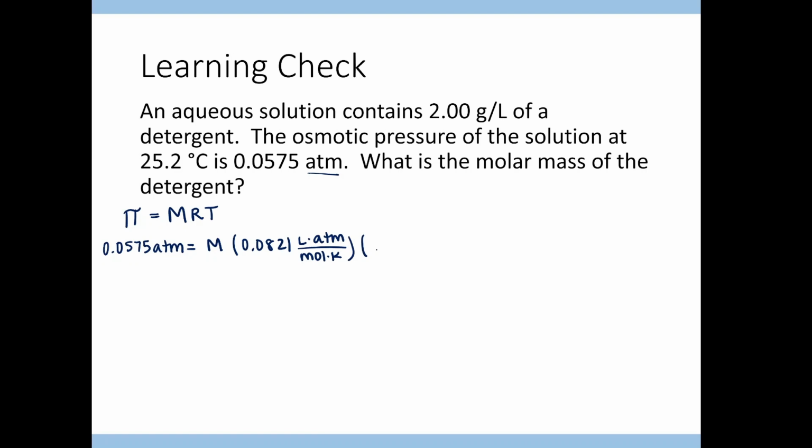And temperature is 25.2 degrees Celsius. If you convert this to Kelvin, that's 298.35 Kelvin. And we need to use Kelvin in this equation. Simplifying this equation to solve for M, taking 0.0575 and dividing by R and T, we have molarity is 0.002347 molar.